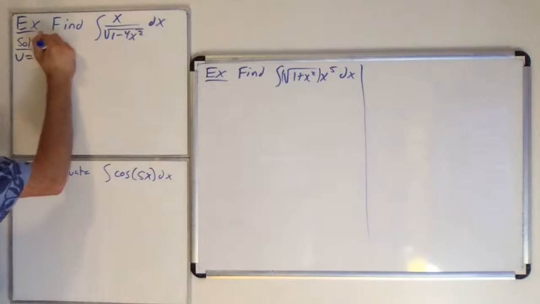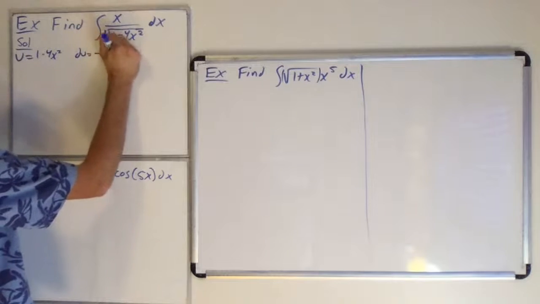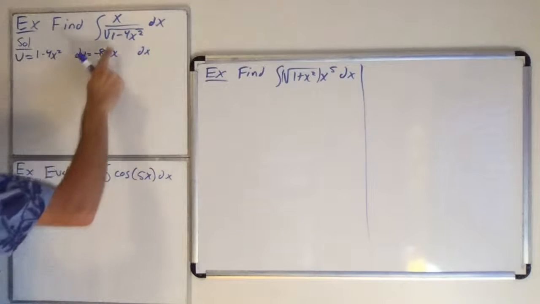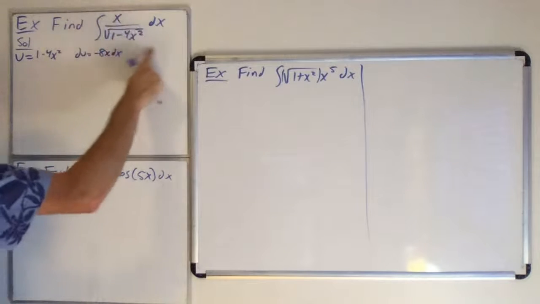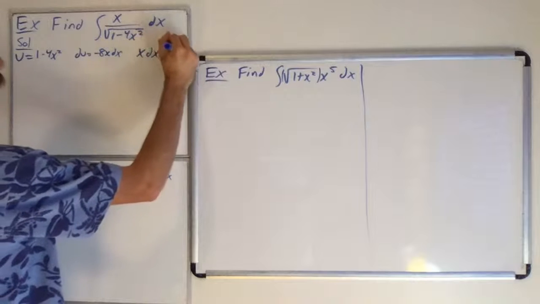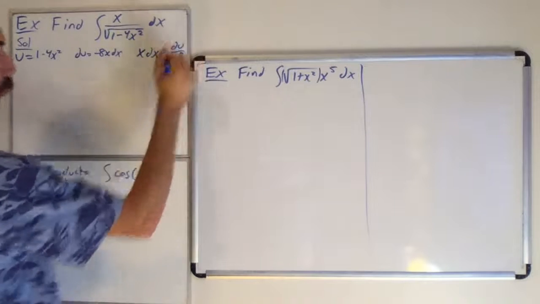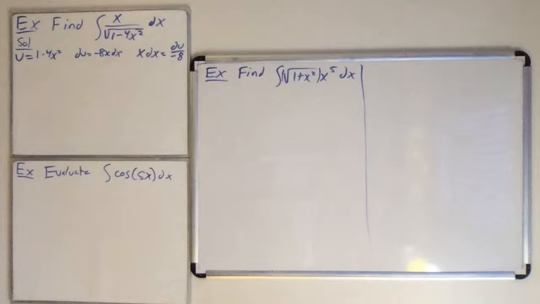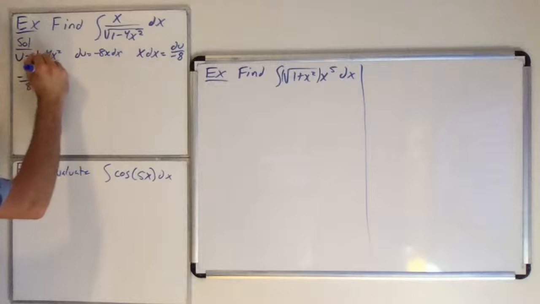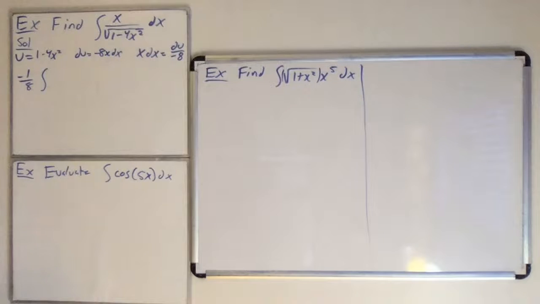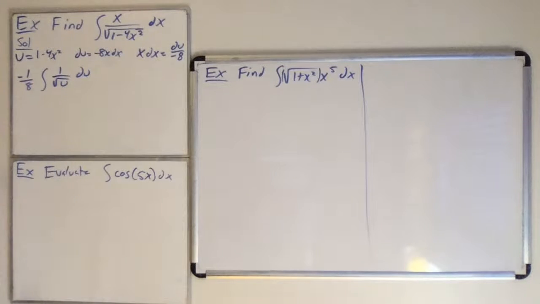So we'll let u equal 1 minus 4x squared, which tells us du is equal to minus 8x dx. We have an x dx, so that tells us that x dx is equal to du over negative 8. So our integral is negative 1/8 the integral of 1 over the square root of u du. So what do we do?